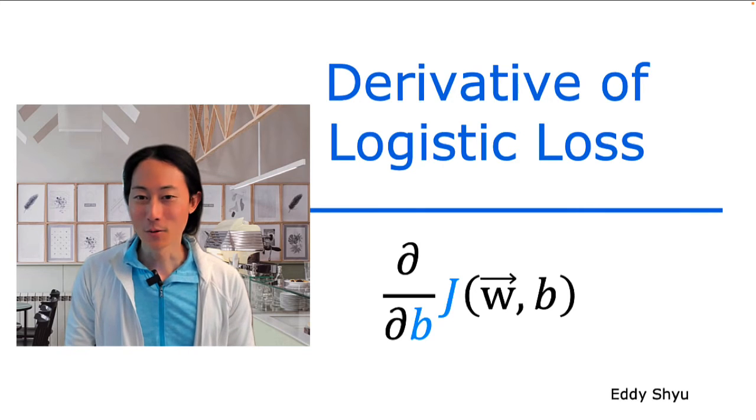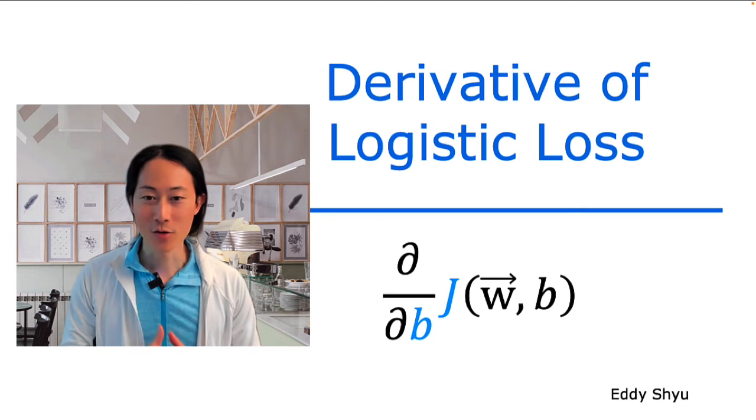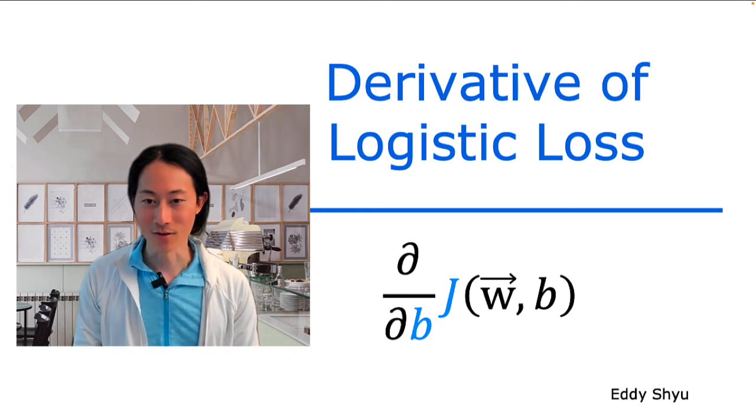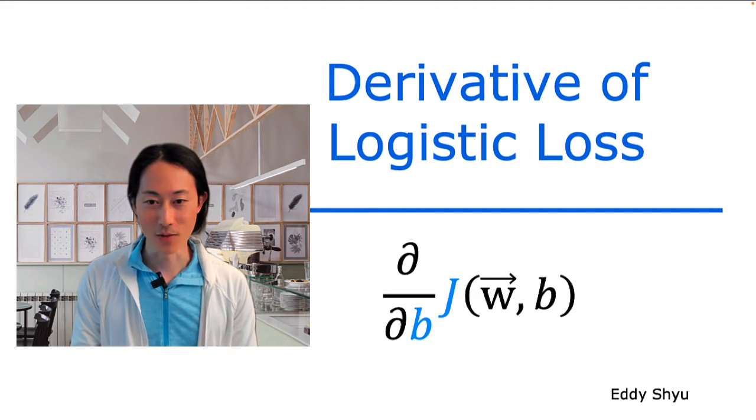Hello! So now we're going to get the derivative of the cost with respect to b, and we're actually going to take a stroll down memory lane through all the other things that you learned and just make small changes so that you can get the derivative with respect to b. Let's see how that works.